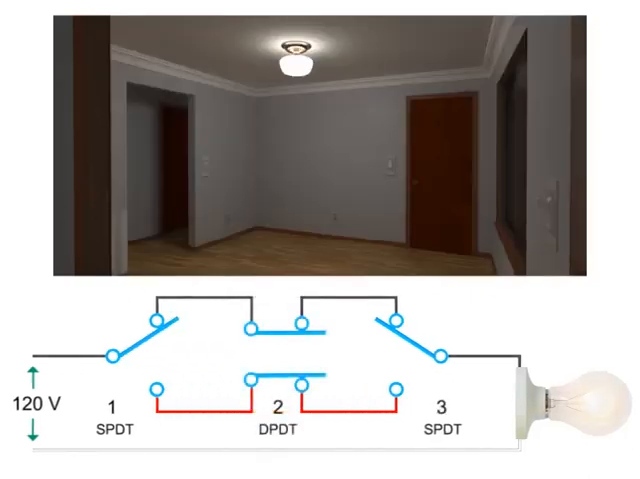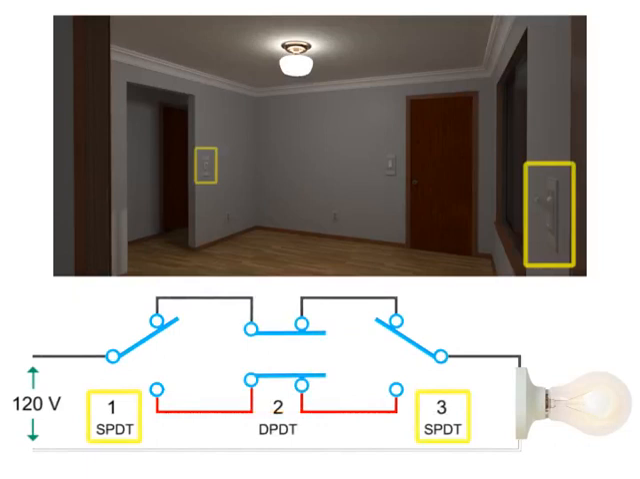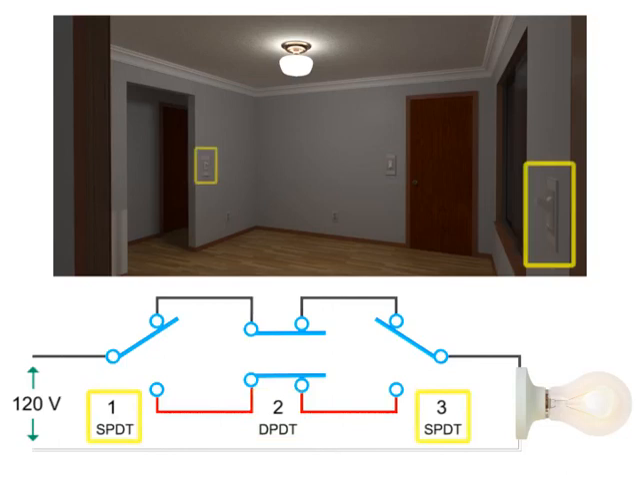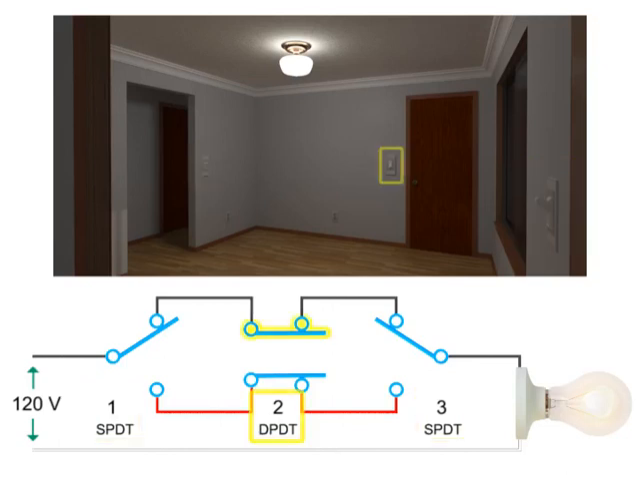In this 4-way circuit example, we have two single-pole double-throw switches on the left and right, and a double-pole double-throw switch in the middle. If switch 1 and 3 are in the up position and the position of switch 2 connects the same colored wires in the circuit, the current passes through the black wire and lights the bulb.